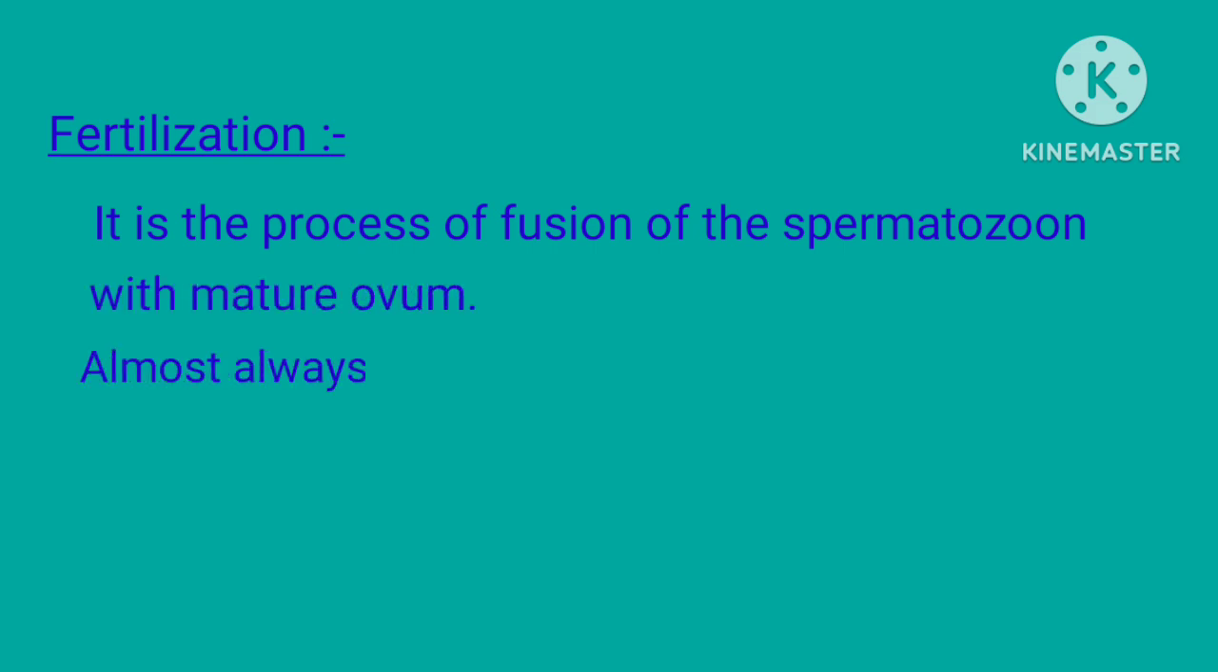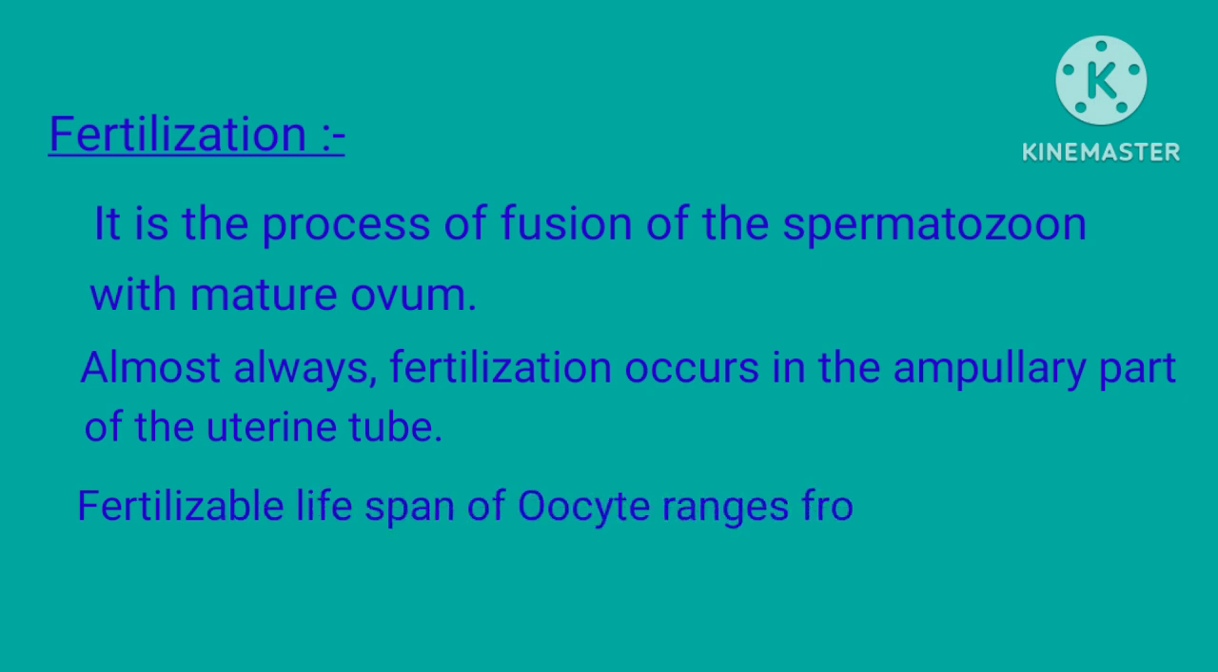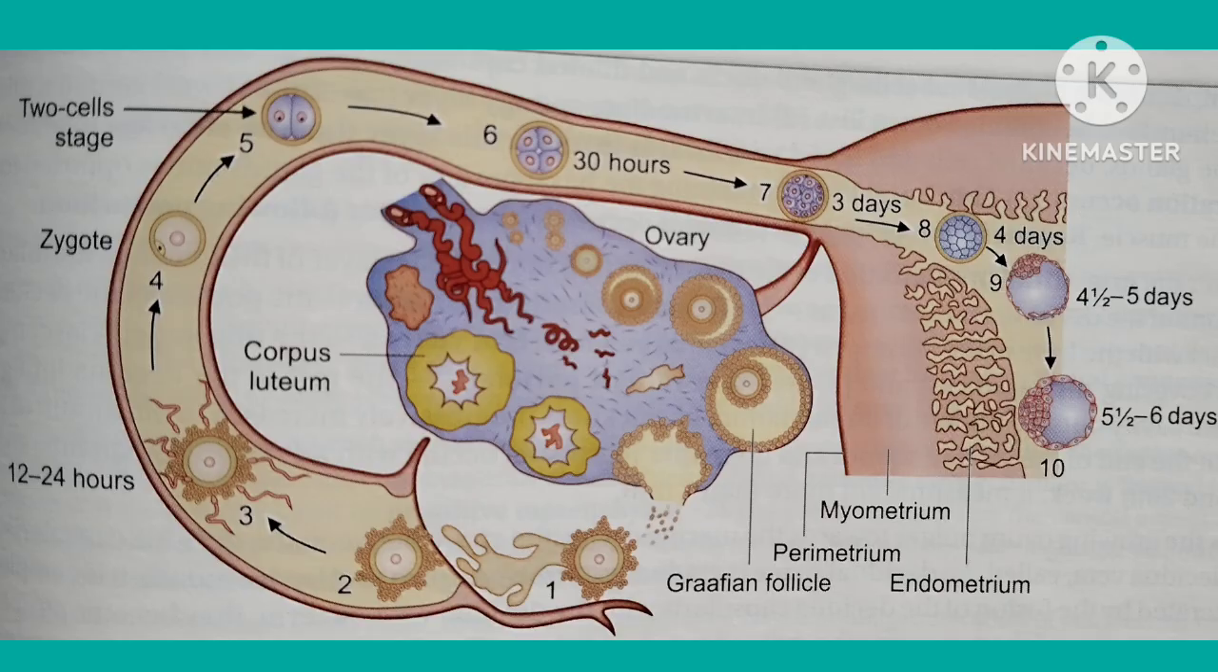What do you mean by fertilization? Fertilization is the process of fusion of the spermatozoa with a mature ovum. Almost always, fertilization occurs in the ampullary part of the uterine tube. The fertilizable lifespan of the oocyte ranges from 12 to 24 hours, and the fertilizable lifespan of sperm is 48 to 72 hours. So you can see the diagram clearly.